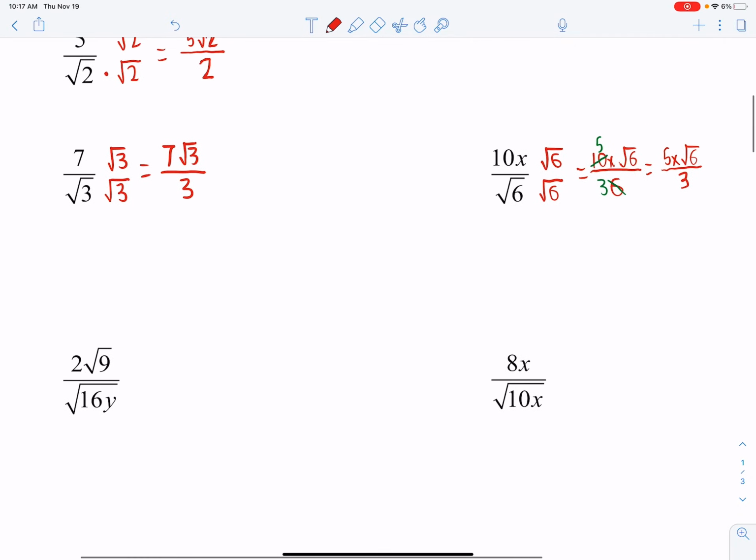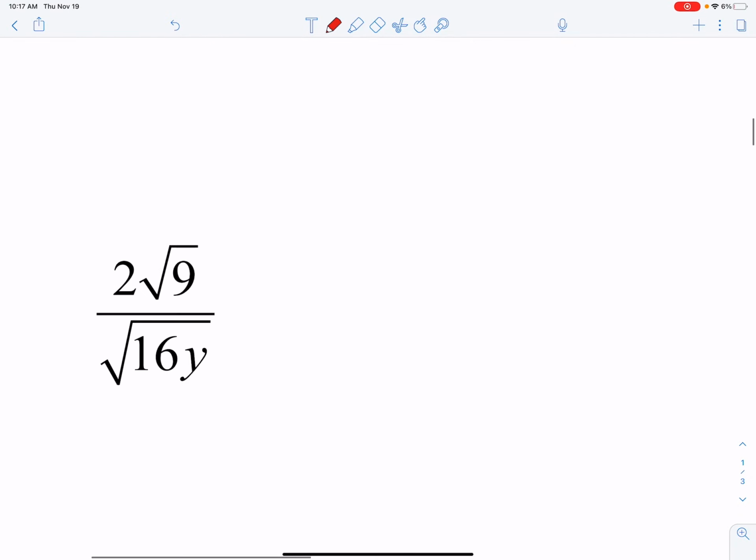Here we go. Here we've got 2 square root of 9 divided by the square root of 16y. Sometimes you have roots like these where what you're going to really want to do is simplify them first before you think about trying to get rid of the roots. Here on the top part, we can go ahead and simplify the square root of 9 and get 3. So what we've got there on the top is 2 times 3, which is 6.